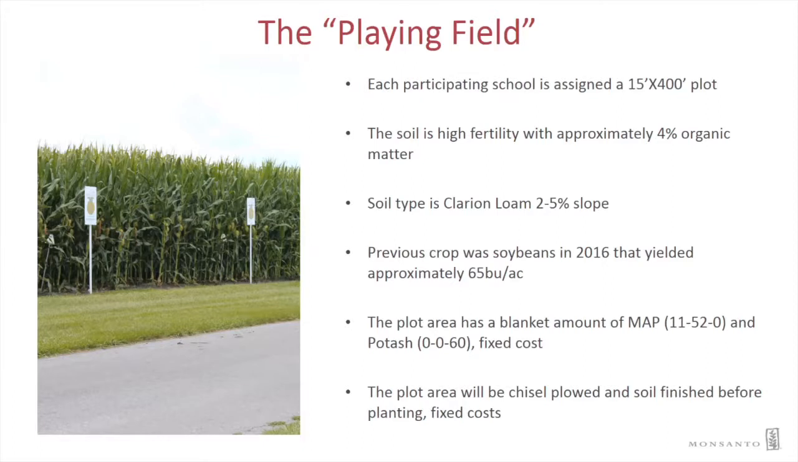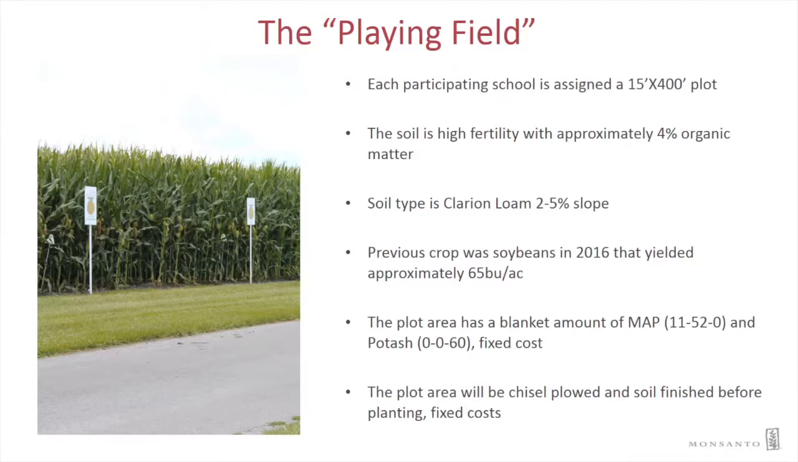A little bit more about the soil profile. It's a Clarion loam type soil, very flat, only 2 to 5% slope. I'd say it's on the lower end of that scale, more closer to 2 to 3% slope. Organic matter is probably between 3.5% and 4%. So good organic matter. Like I said before, our crop rotation is corn, soy. We had soybeans there last year that yielded 65 bushels or a little bit more.